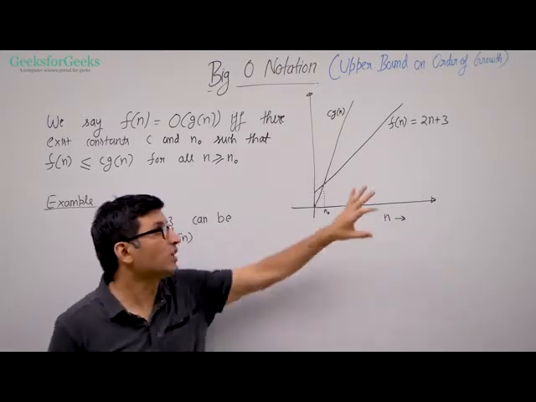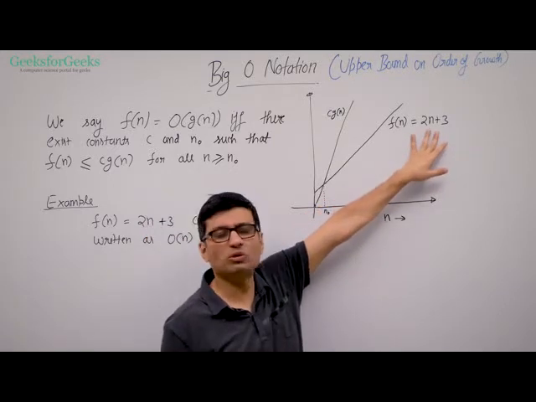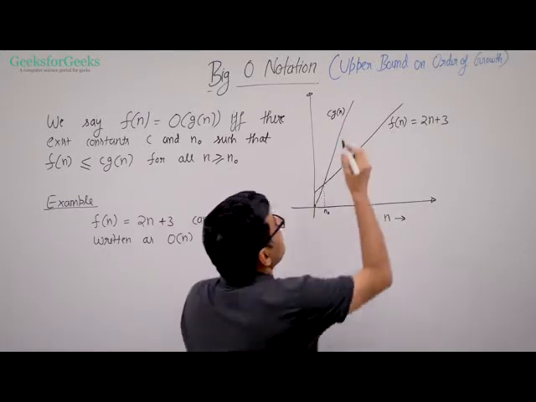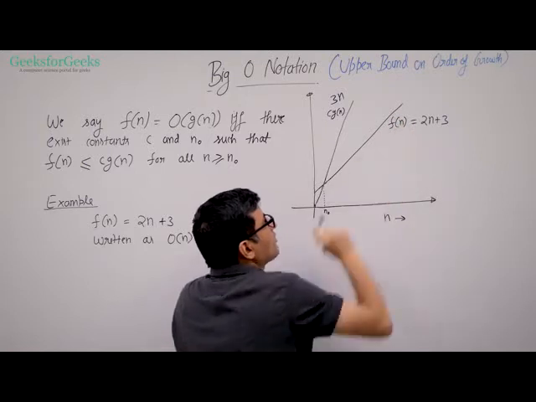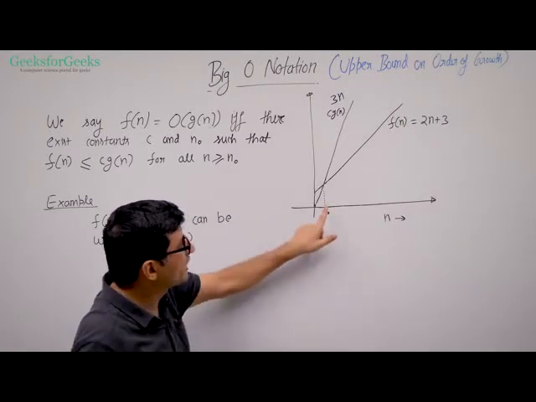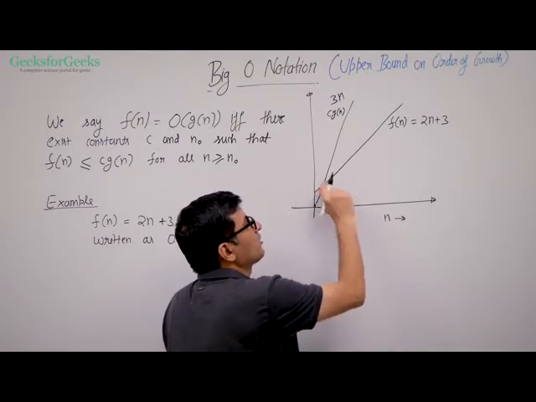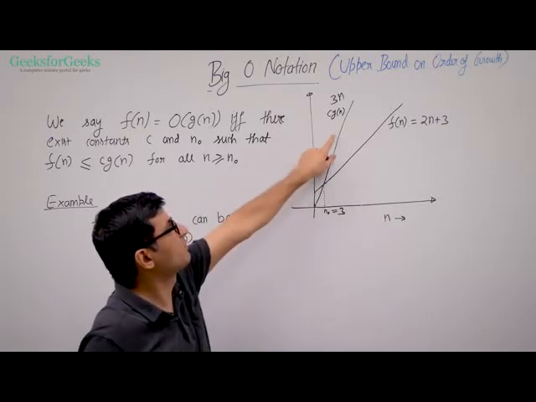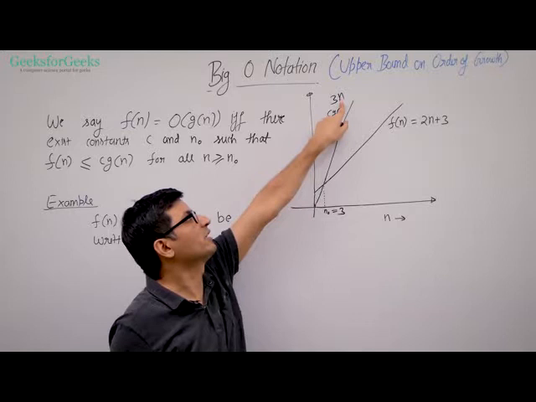Here is a pictorial representation for the same thing. We have our function as 2n plus 3. We found C of g(n), which is 3n, and this is the line for 3n, this is the line for 2n plus 3. And you can notice that after n naught equal to 3, this value is always greater than or equal to f(n). Right? So this is our big O notation. This g(n) is actually our big O, which is n.